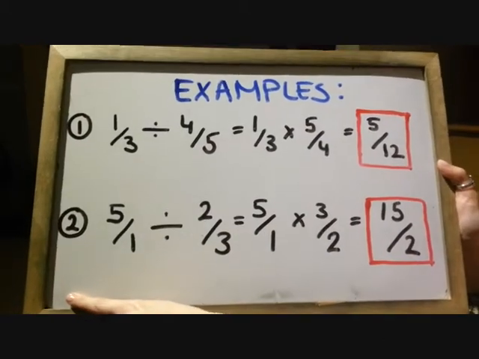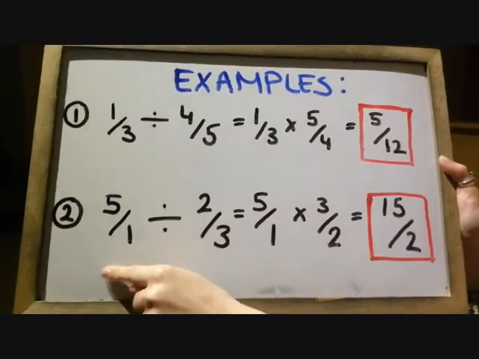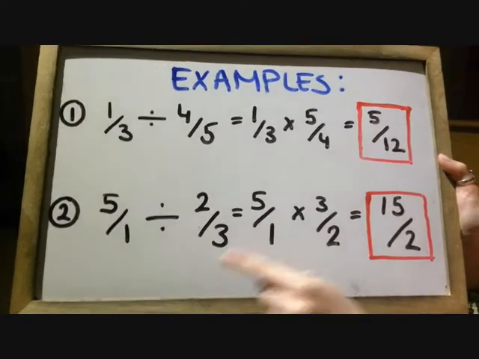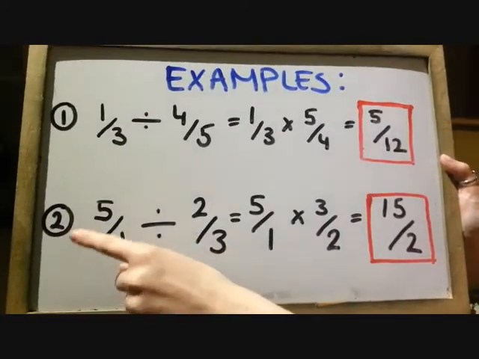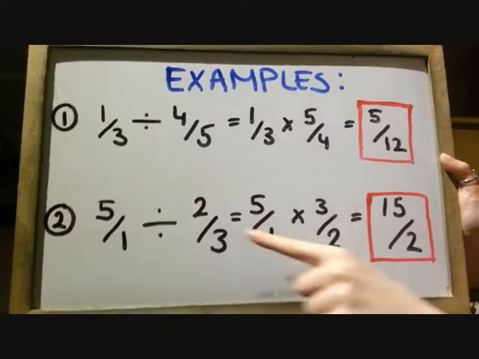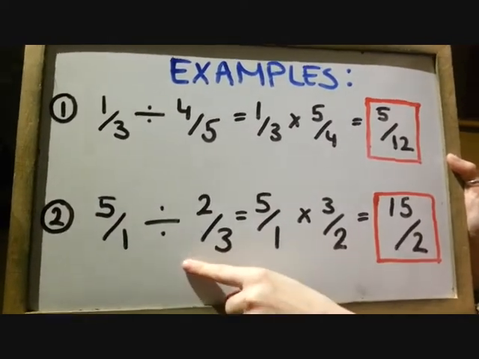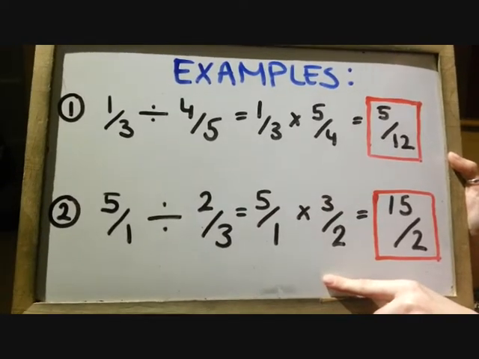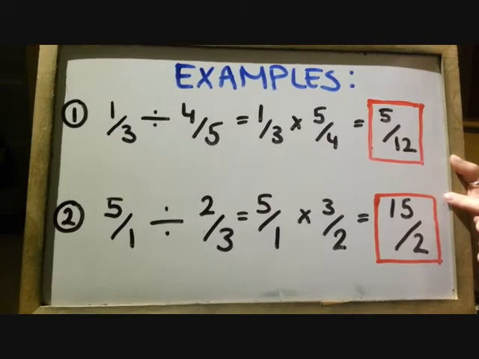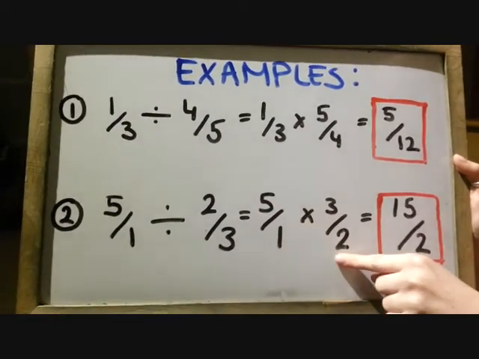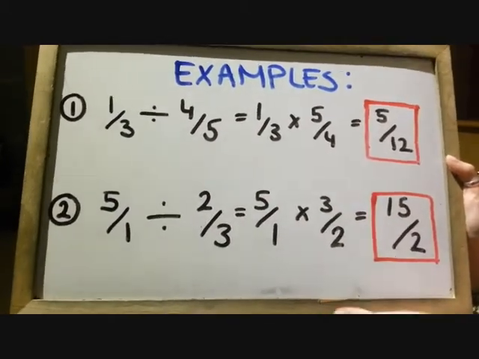The second example is 5 over 1 divided by 2 over 3, which gave me 15 over 2. And the way I did this was I placed 5 over 1 onto this side, and 2 over 3 I flipped upside down to give me 3 over 2. Then I did 5 times 3 to give me 15, and 1 times 2 to give me 2. And this is how I did the division.